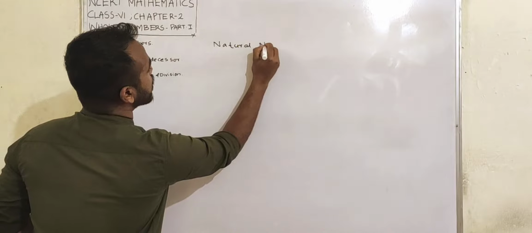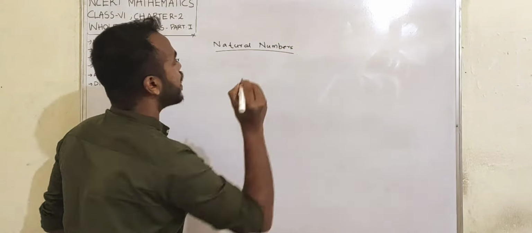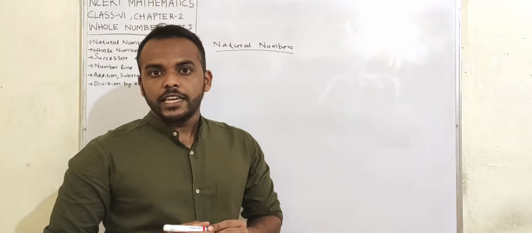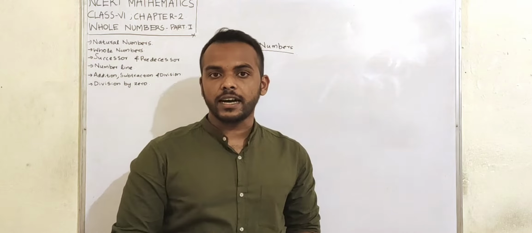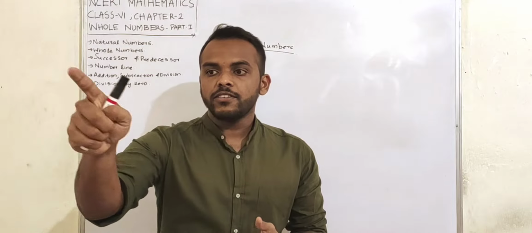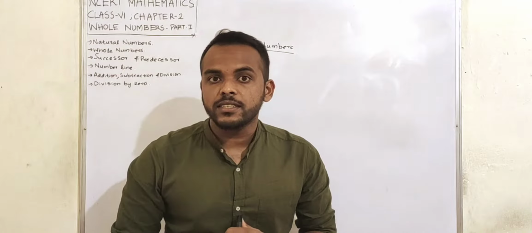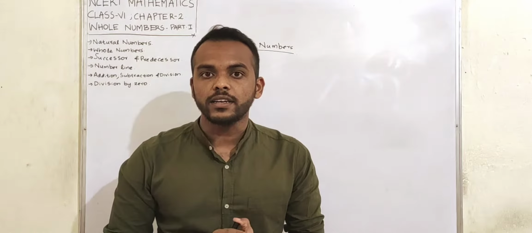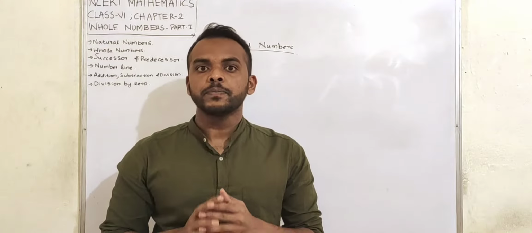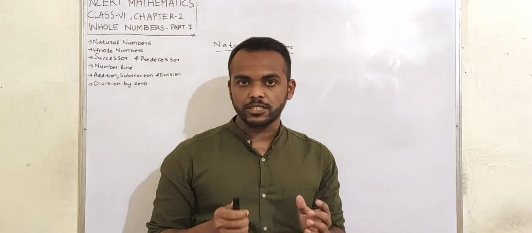Natural numbers, the word itself says, the numbers that occur naturally on our earth are called natural numbers. For example, if you want to count how many students are there in the class, how will you begin? Will you begin with 3, 4, 5? No, we will begin from the first natural number, that is 1. We will count as 1, 2, 3, 4, etc. Yes, that collection of numbers is called natural numbers.